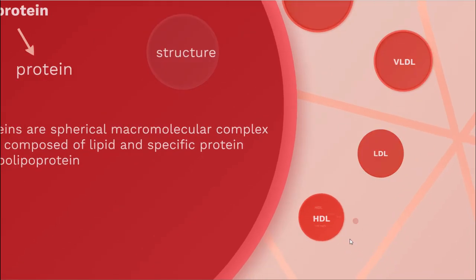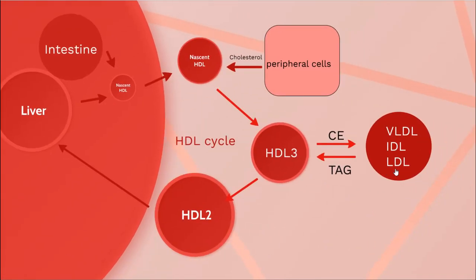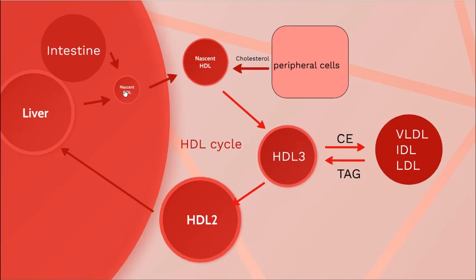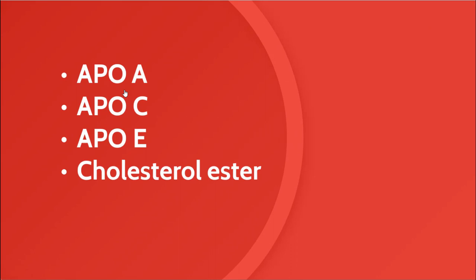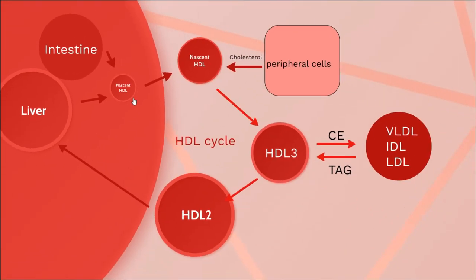Now let's discuss HDL metabolism. HDL transports cholesterol from the peripheral tissue back to the liver. Let's see how they do this. HDL is produced by the hepatic cells and intestinal cells in the form of nascent HDL. Nascent HDL contains apoproteins ApoA, ApoC, ApoE, and the lipid portion is mainly cholesterol ester. After formation, nascent HDL is secreted into the blood.